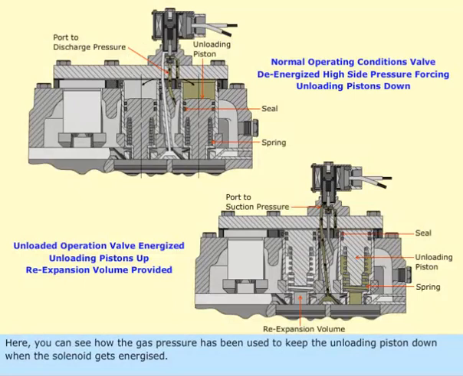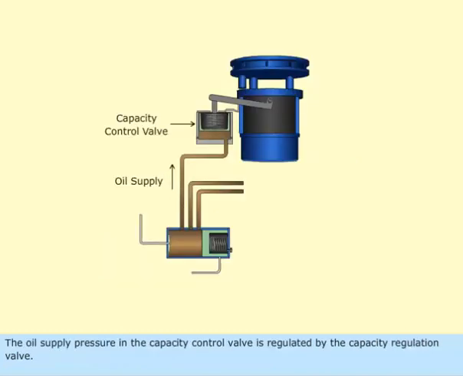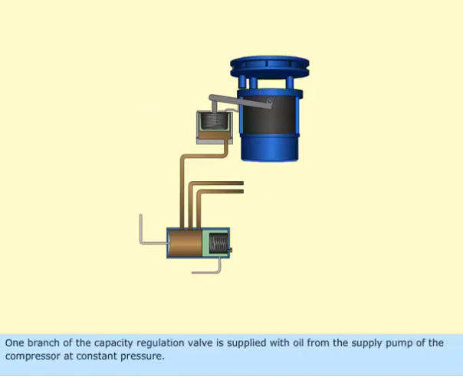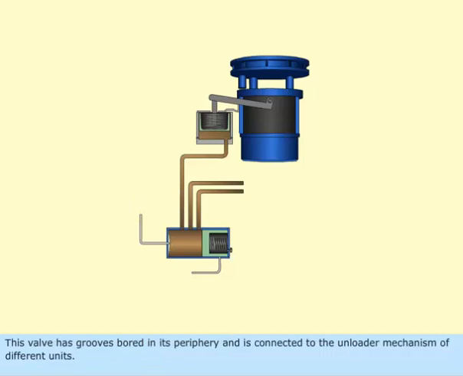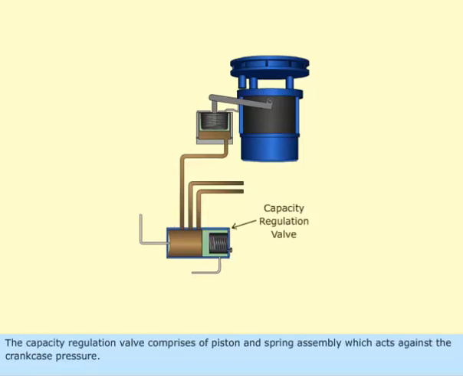Here you can see how the gas pressure has been used to keep the unloading piston down when the solenoid gets energized. The oil supply pressure in the capacity control valve is regulated by the capacity regulation valve. One branch of the capacity regulation valve is supplied with oil from the supply pump of the compressor at constant pressure. This valve has grooves bored in its periphery and is connected to the unloader mechanism of different units. The capacity regulation valve comprises a piston and spring assembly which acts against the crankcase pressure.